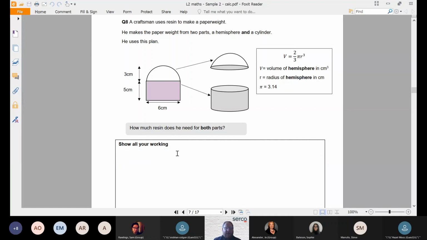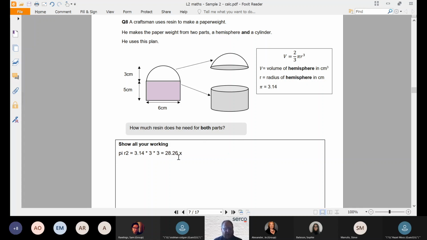So the bottom part is a cylinder, and we just said the formula for a cylinder to work out the volume of it. What we're going to do is pi r squared. Pi is 3.14, and we're timesing it by our radius. You see along the bottom the diameter is 6, so we're going to times it by 3, and we're going to times it by 3 again. 3.14 times 3 times 3 gives us 28.26.